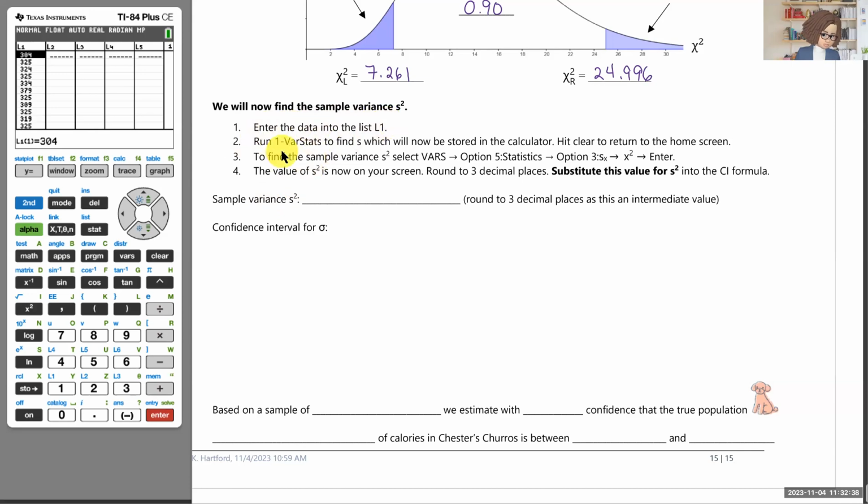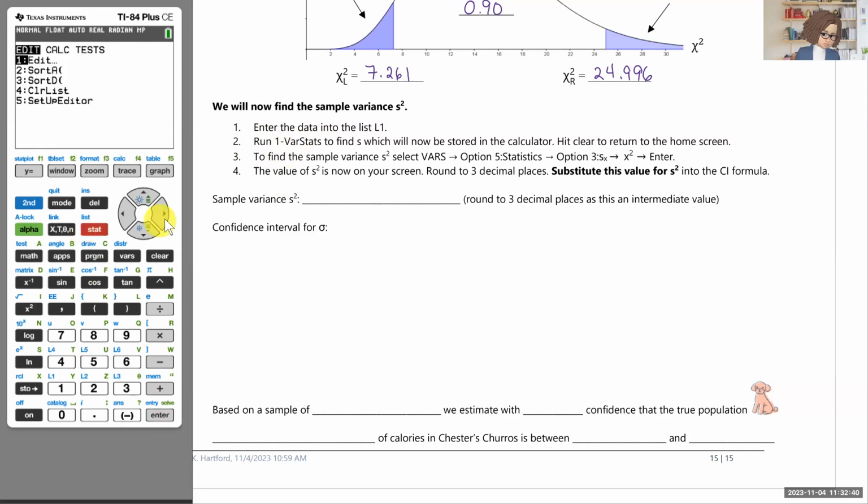Now what I'm going to do is run one of our stats. So stat, calculate, one-var stats, enter. And by running that, I'm going to get my sample standard deviation. So remember again, this sigma is meaningless here because we didn't enter population data, we entered sample data. So now we know the sample standard deviation.